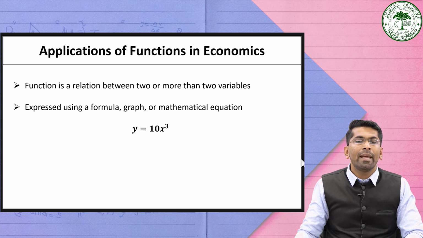Here the number 10 is the coefficient of the variable x. A coefficient is a numerical factor that multiplies the variable. So in this case, 10 works together with x. Along with x, there is an exponent here, 3, representing x raised to the power 3, indicating that x is multiplied by itself thrice. And y is the dependent variable and x is the independent variable.